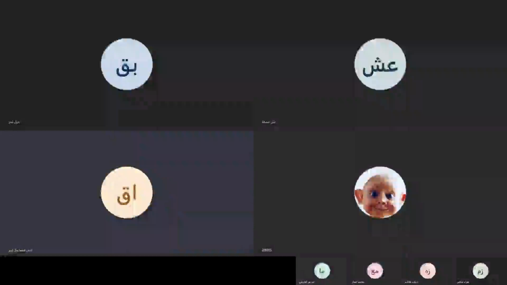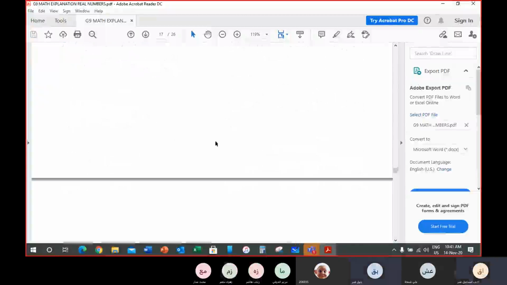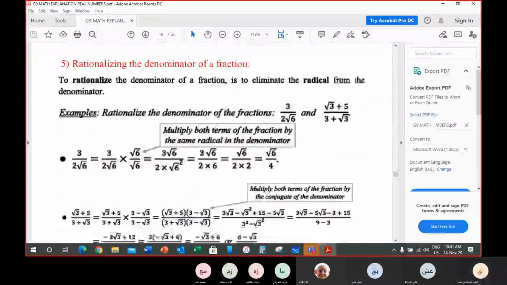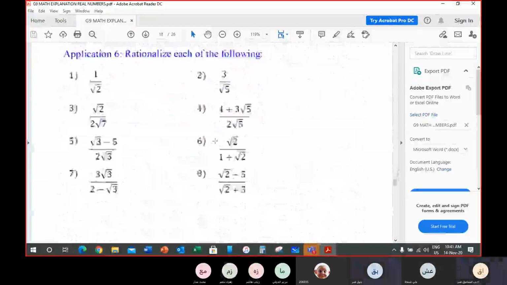We have finished this application, right? Yes. All of them, huh? Yes. Okay. And we talked about rationalizing the denominator more than one time, right? Yes. And you took this application as homework? Yes. Okay. What did we solve from it? Nothing. Good. So, let's start with the first one.